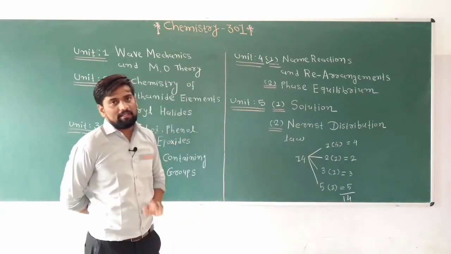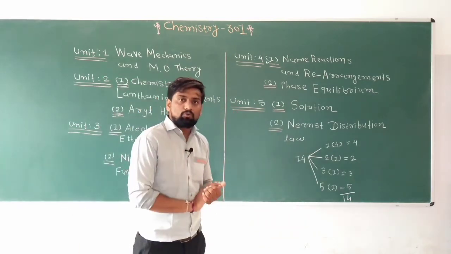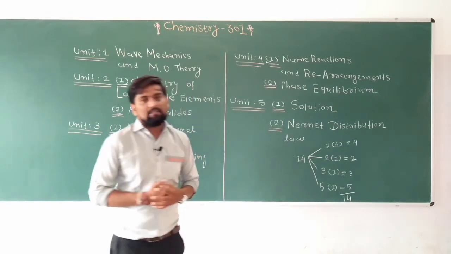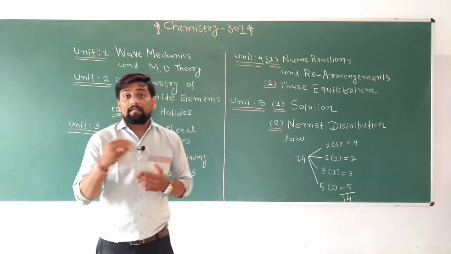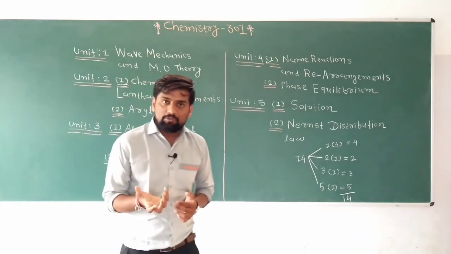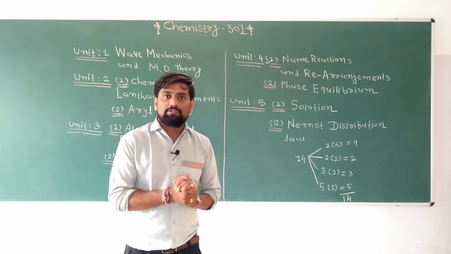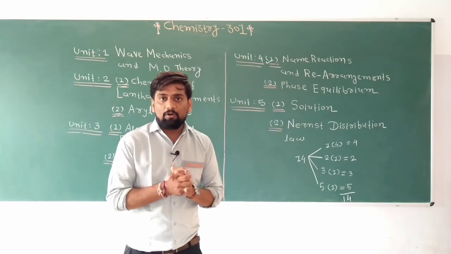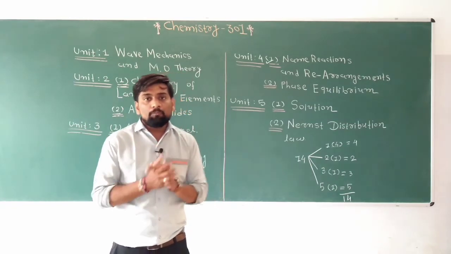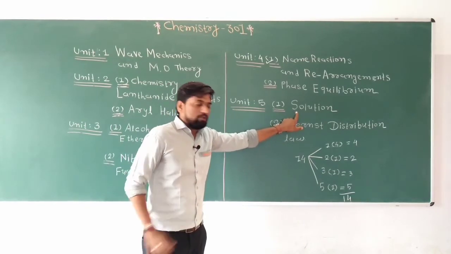Then the last unit is unit number 5. Unit number 5 also has 2 chapters. Chapter number 1 is solution. In this chapter we learn about the types of solution, ideal solution, then the vapor pressure composition diagram, and then the temperature composition diagram, Henry's law, and some numericals for solution. So all of these things we learn in solution.